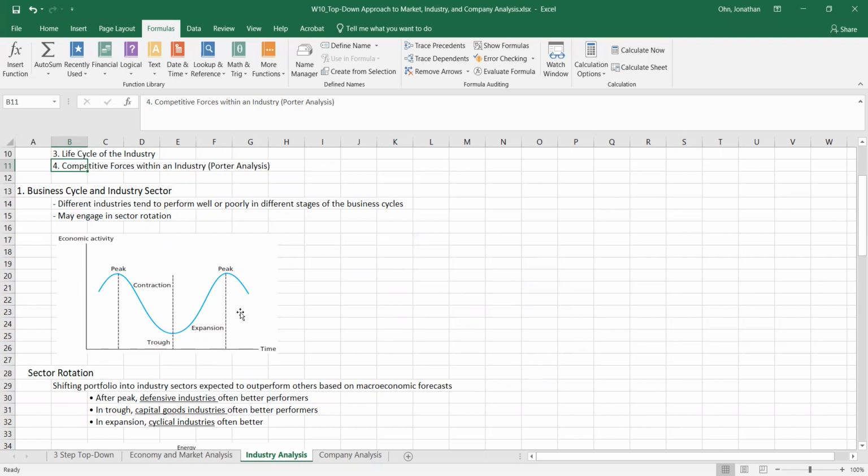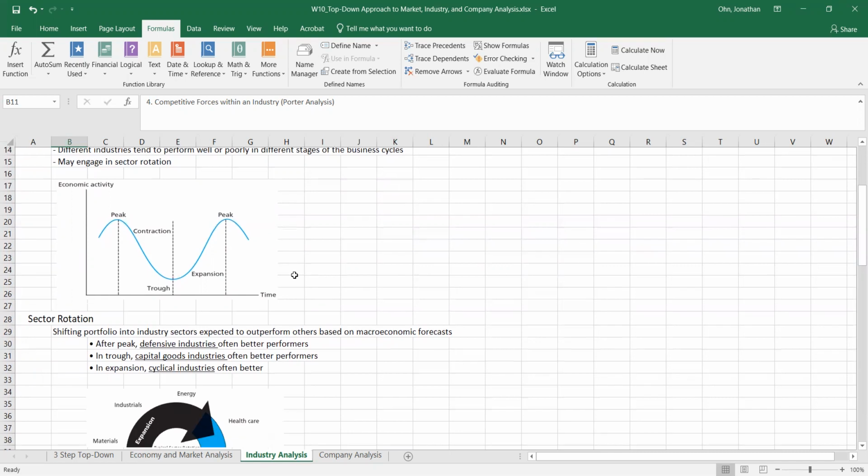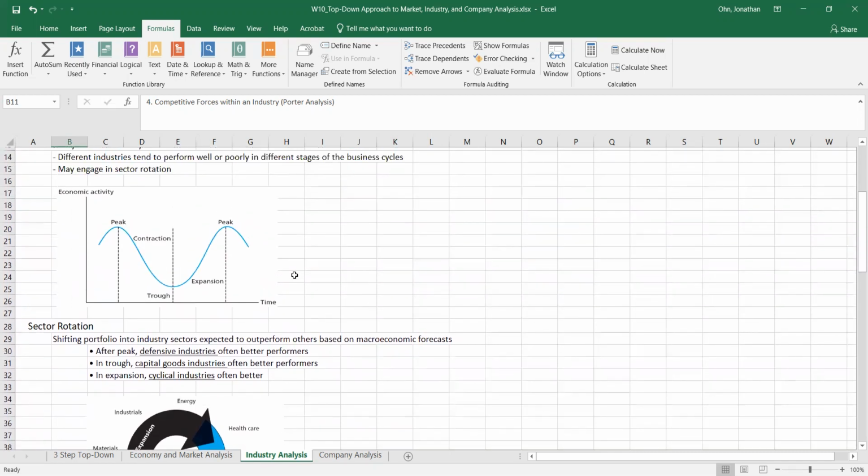But one thing related to security analysis is that different industries tend to perform well or poorly in different stages of the business cycle, right? So if you can identify industries that perform better or poorer in certain stages of the business cycle, then that could be useful, valuable information, right?